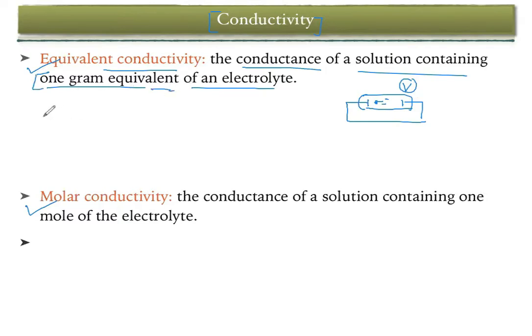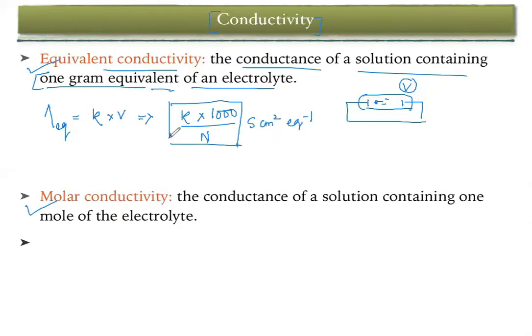The equivalent conductivity is given by lambda EQ, which is equal to conductivity K into volume. As we are talking about gram equivalent, we have to convert that into normality. So in terms of normality, this expression is conductivity into 1000 divided by normality, and the unit is Siemens centimeter square per equivalent.